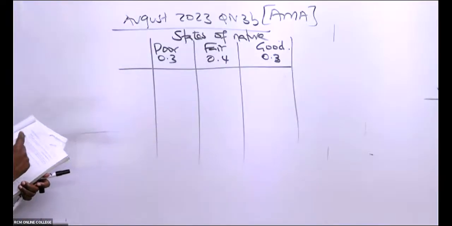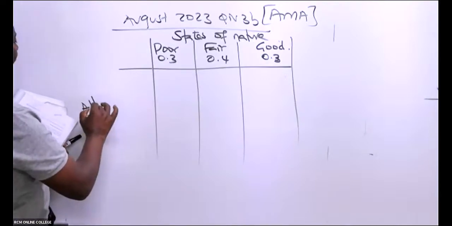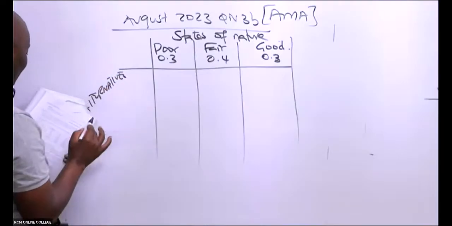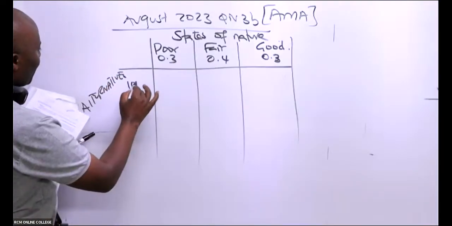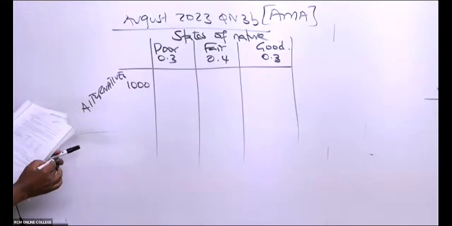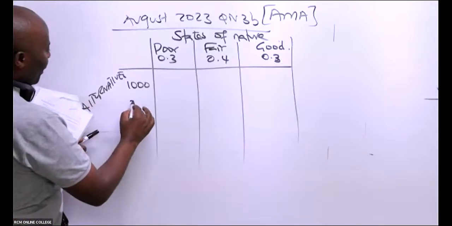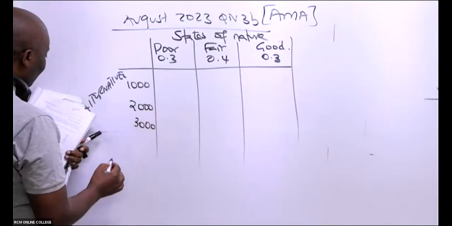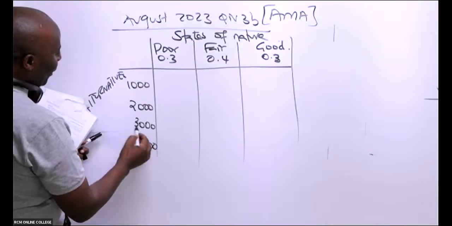And then we have alternatives. Our alternatives here, we have 1,000, 2,000, 3,000, then lastly 4,000.